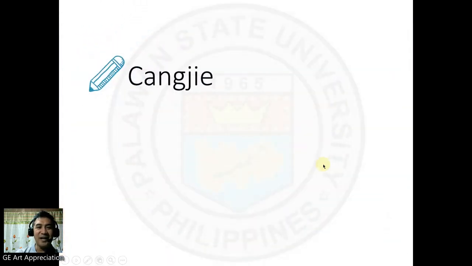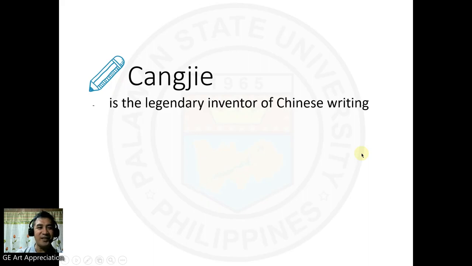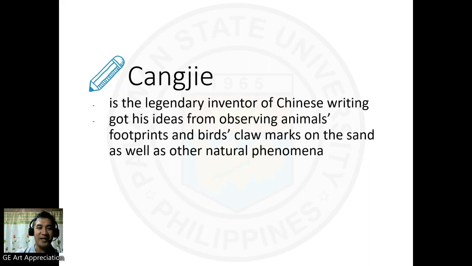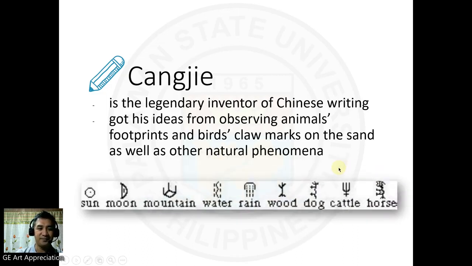Okay, let's proceed to Kangxi. Kangxi is the legendary inventor of Chinese writing. He got his ideas from observing animals, footprints and birds' claw marks on the sand, as well as other natural phenomena. Okay. So, different naman siya from calligraphy.